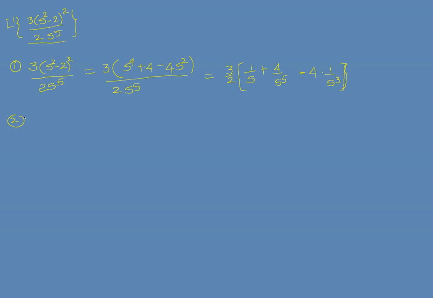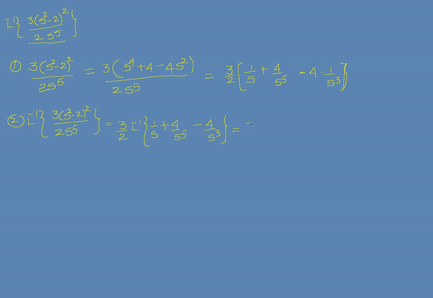Now you apply the inverse on both sides. L inverse of 3 into s square minus 2 whole square by 2 s power 5 is equal to 3 by 2 into L inverse of 1 by s plus 4 by s power 5 minus 4 by s cube.